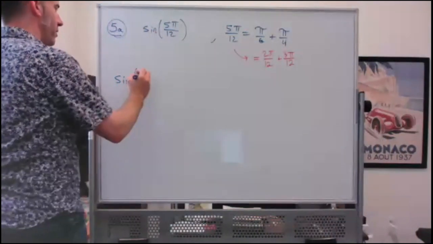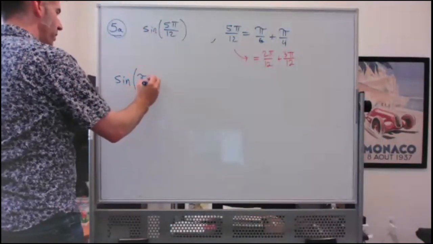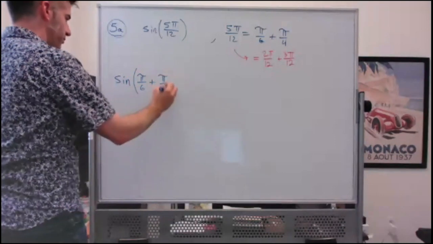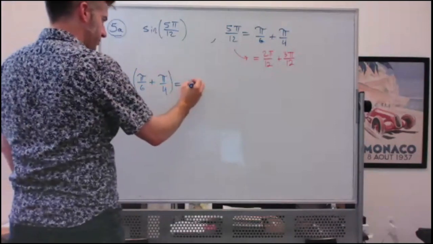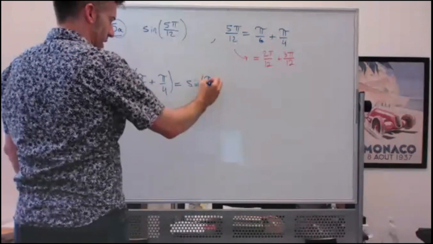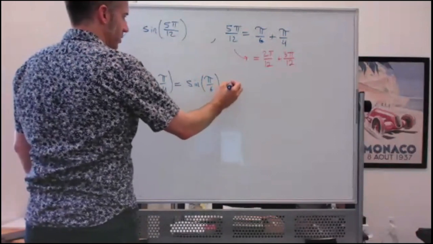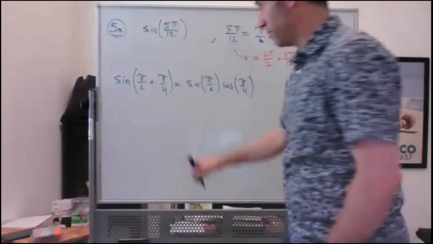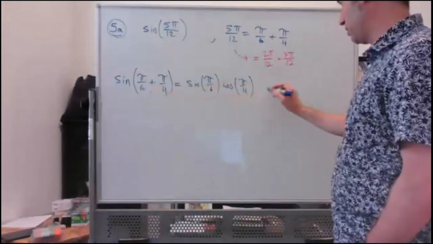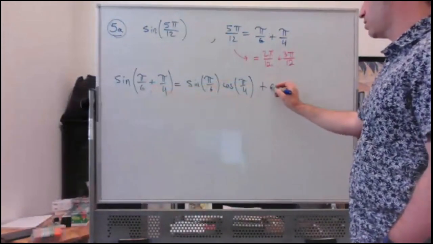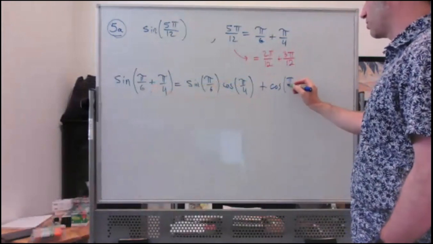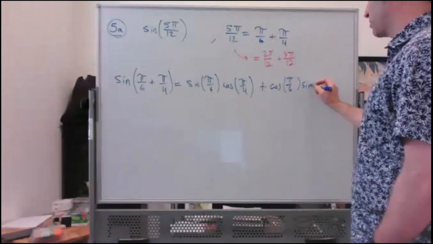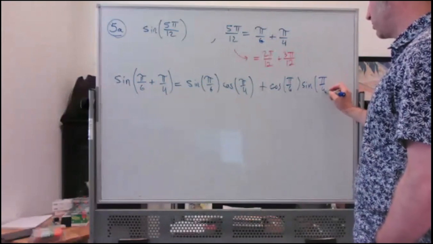Sine of pi over 6 plus pi over 4 is equal to sine of the first angle times cosine of the second angle. And for sine, if it's a plus here, it's a plus here. And then it's going to be cosine of the first angle times sine of the second angle.